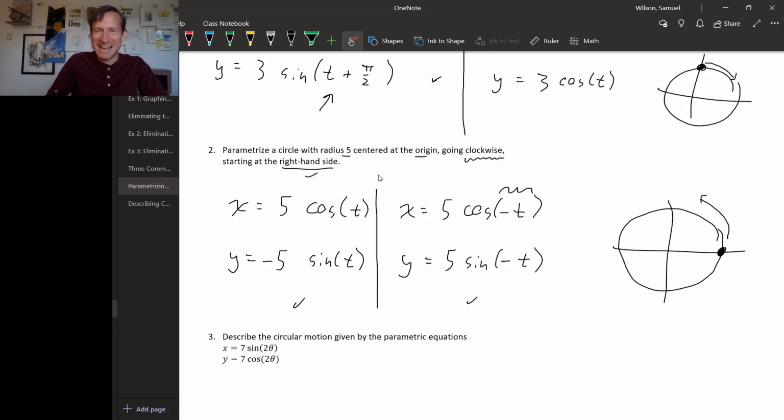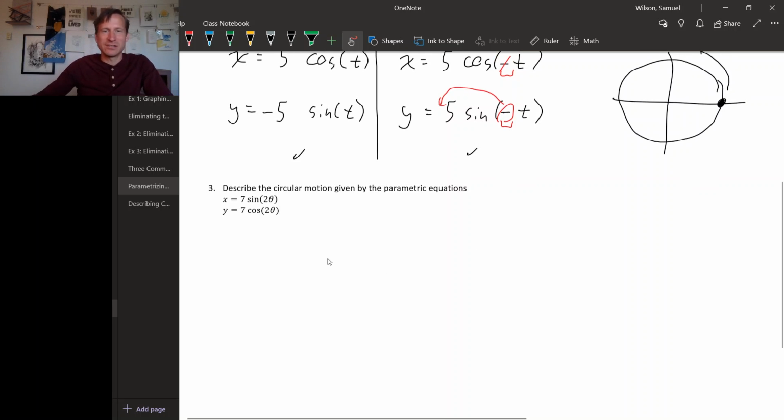Notice that these actually are exactly the same. It's just the symmetry properties of sine and cosine mean that the minus sign inside of cosine doesn't matter, and the minus sign that's inside of the sine function, you could actually move out in front.